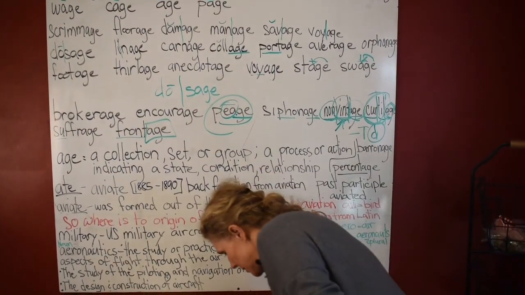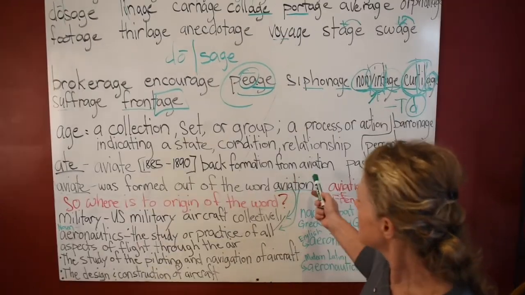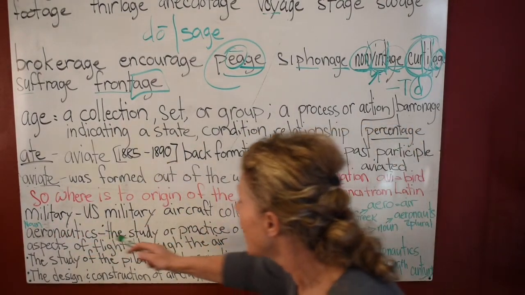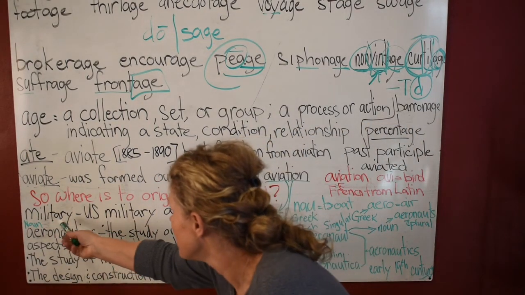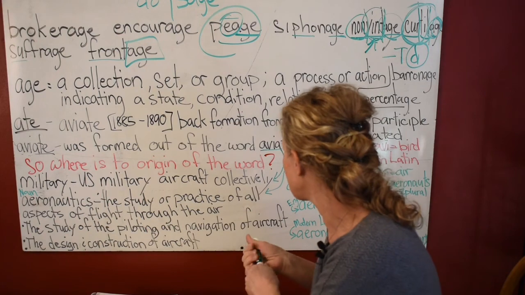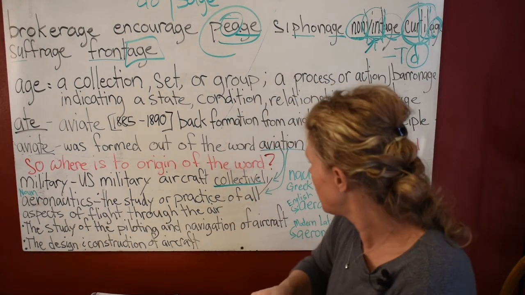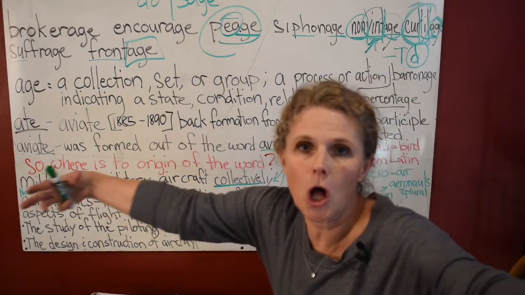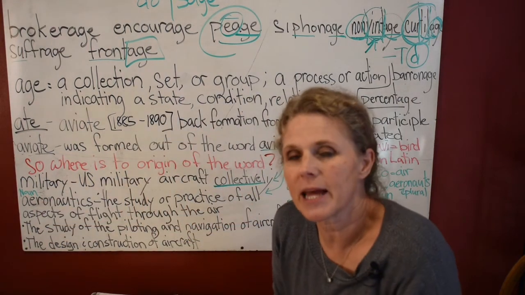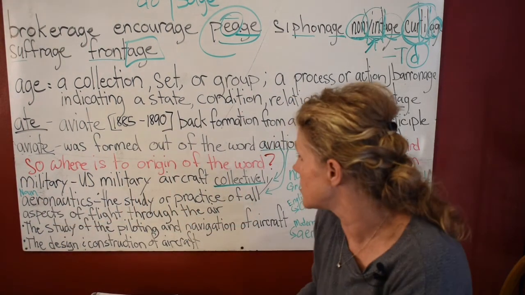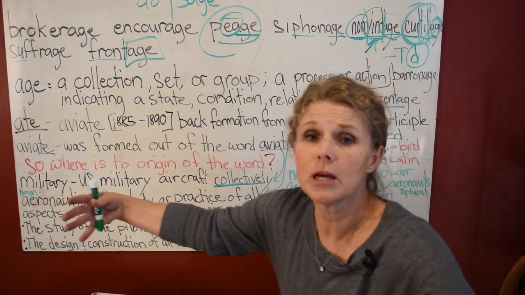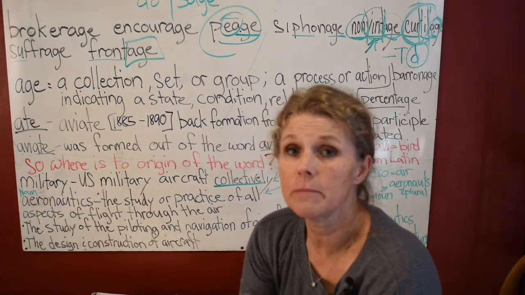Oh, Daniel, thank you. Let's zero in on this. So we have aviation, and this is the definition of aviation, which is really interesting. We have military, as in U.S. military aircraft collectively. Now I want to really focus on the collective part. Collective means all together, right? And our military is a collective noun, and we're going to go over our collective nouns. A collective noun is a noun that is many things but brought together to make one thing.